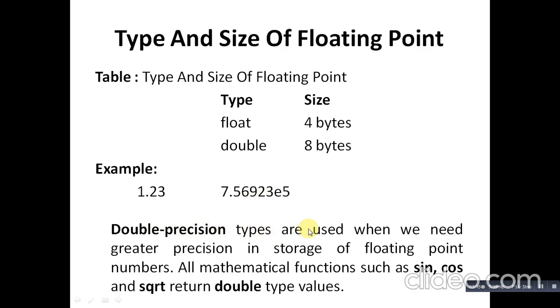Double precision types are used when we need greater precision in storage of floating point numbers. All mathematical functions such as sine, cos, and square root return double type values. So whenever we are using mathematical functions such as square root, sine, cos, we need to have double precision variables, so we may declare those variables as the double data type.